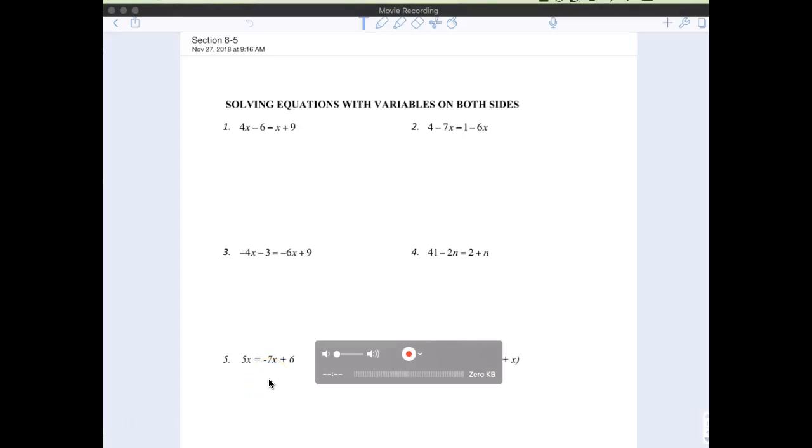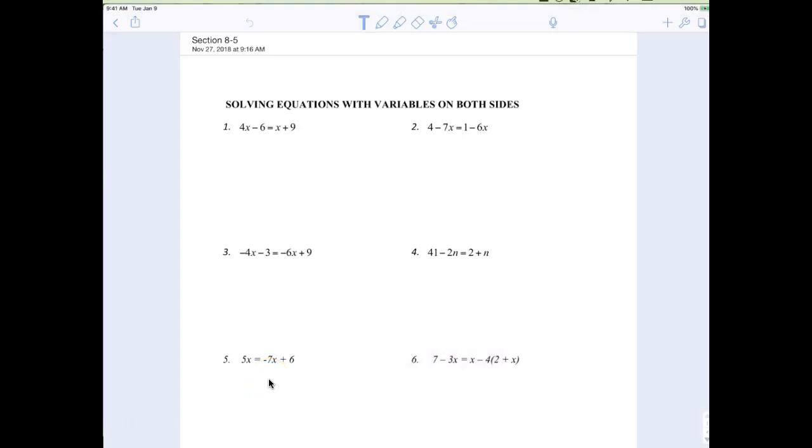All right, here we go, guys. Now, yesterday, and in the past, we've only had variables on one side. Now we have variables on what? Both sides. So you just have to learn a technique to figure it out. All right, and let's do that real quick. Let me show you. Very, very simple.